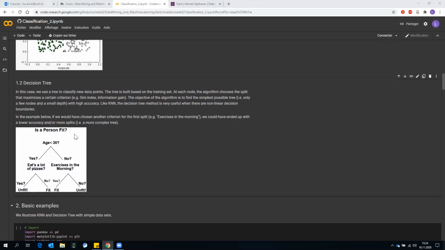In fact, at each node, at the beginning, you have the entire data set. And you take, for instance, in this case, is a person fit. So you have a list of persons with their age and whether they eat a lot of pizza and exercise in the morning. And you try to find the best split. So for instance, in this case, the first split, age below 30, is the best split. Because it maximizes the Gini index or the information gain, whatever you define as this criterion. If you would have chosen exercise in the morning, you would have obtained a lower Gini index or lower information gain. It means that the split is not optimal in this case.